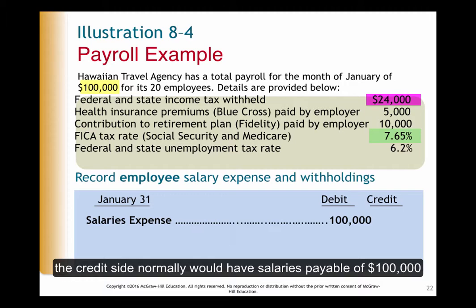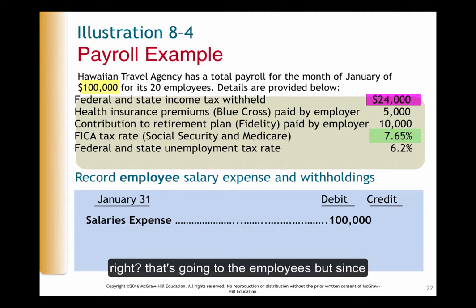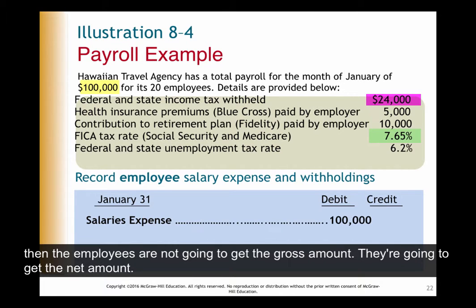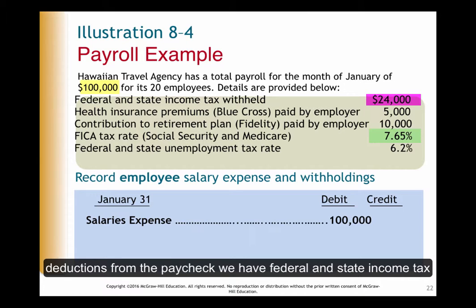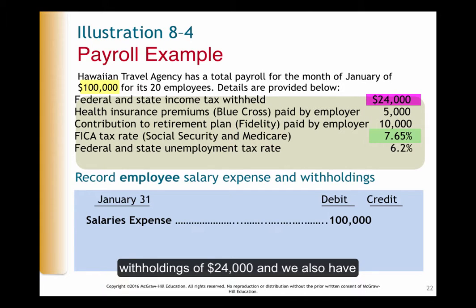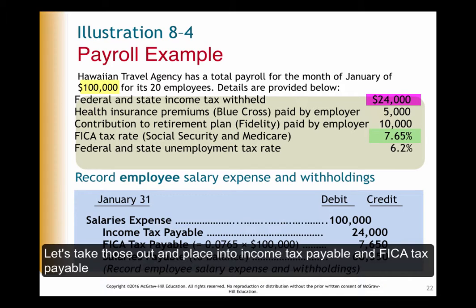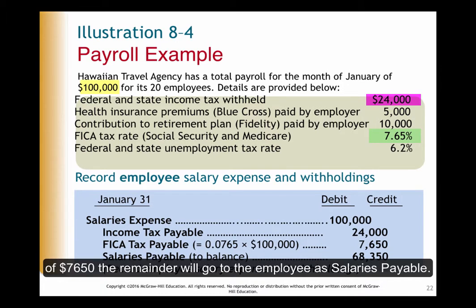On the credit side, we normally would have had $100,000 in salaries payable, right? And that's going to the employees. But since we have withholdings from the employees, as well as FICA taxes from the employees, the employees are not going to get the gross amount. They're going to get a net amount. Deductions from the paycheck: we have the federal and state income tax withholdings of $24,000, and we also have the FICA tax of 7.65%. Let's take those out. Income tax payable, that's going to a payable, and then the FICA tax payable of $7,650. And the remainder will go to the employee as the salaries payable.